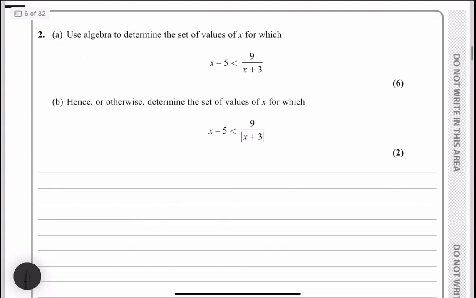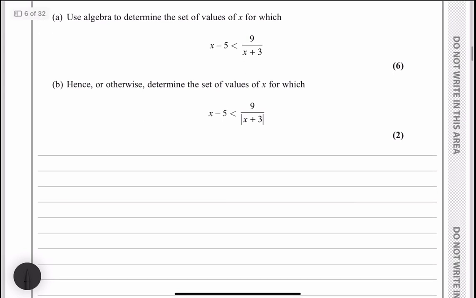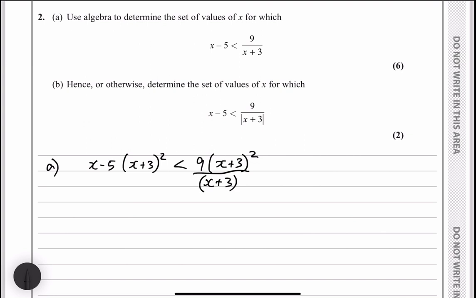This says, use algebra to determine the set of values of x for which this inequality is true. Okay, those two first words, use algebra, means I can't start by sketching the graphs. I need to do some algebra. That's all it is asking. So let's multiply both sides by the denominator squared. So I've got x minus 5 times x plus 3 squared is greater than 9x plus 3 squared over x plus 3. The reason for squaring that is so that we can be sure it's a positive number. We don't need to worry about the inequality sign changing.